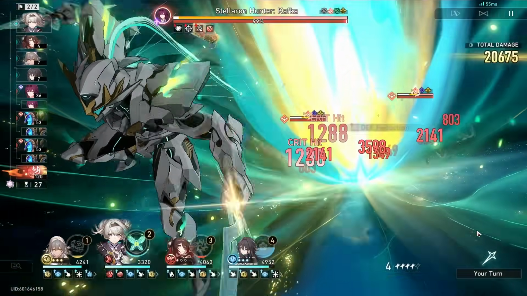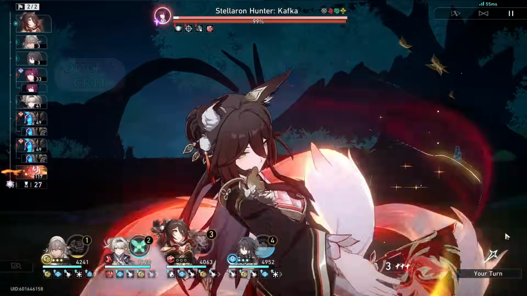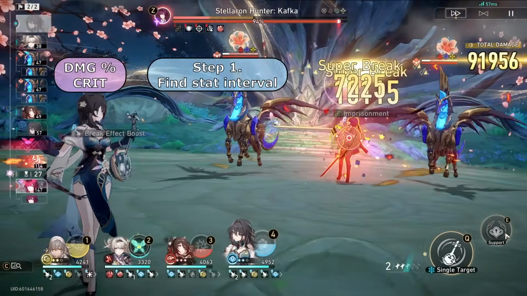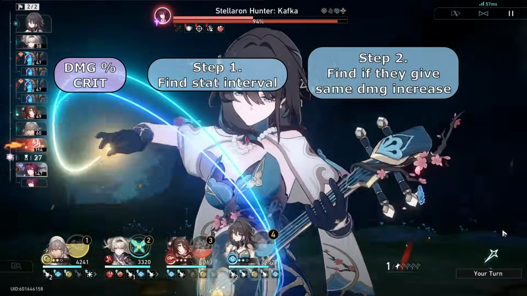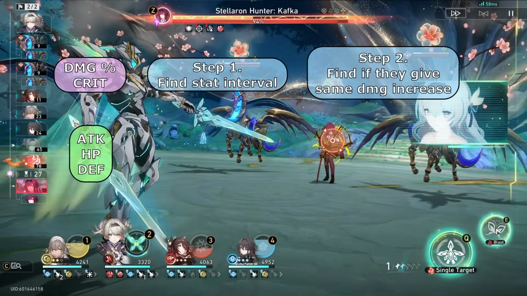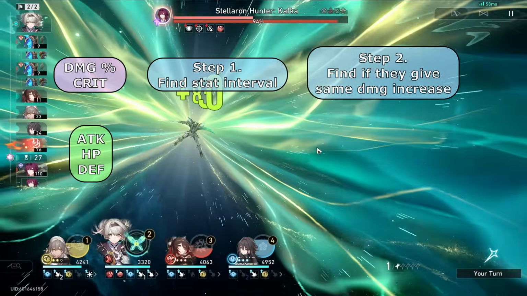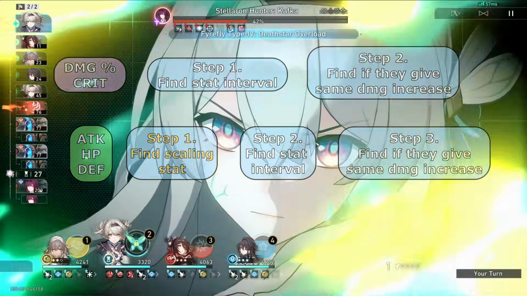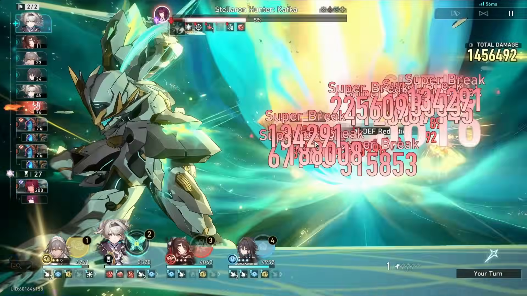As such, the process to find the conversion rate for damage percent and crit went something like this. Find the incremental value, find the increase in damage, then see if they're comparable and convert. But with attack, HP, and defense, we now got a whole other thing to factor in, that being the base stats they scale off of. As such, we now got some additional steps.